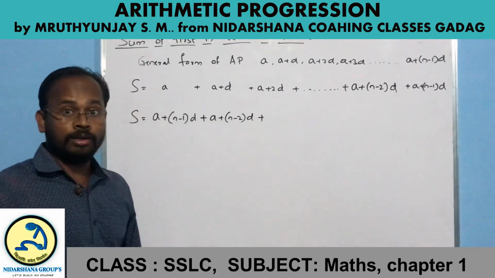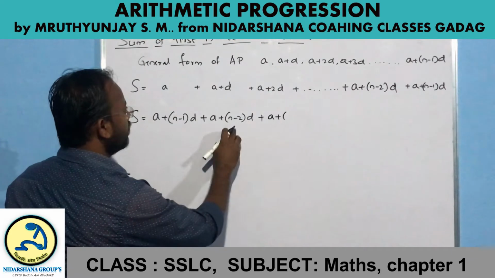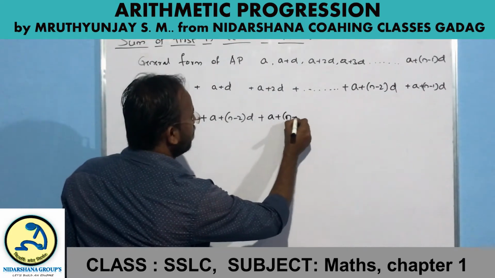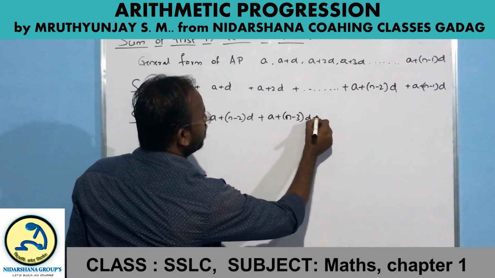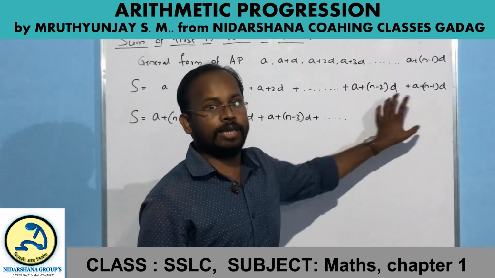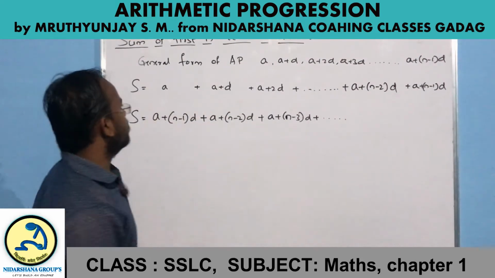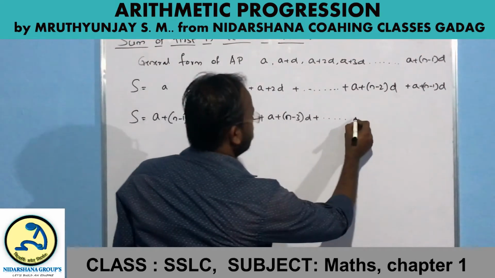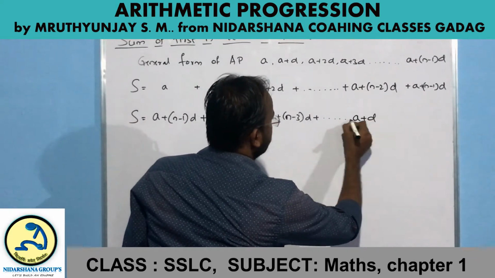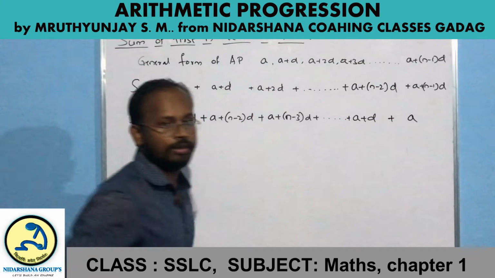What will be the next term? The next term will be a plus n minus 3 into d, plus so on. Here we need to write the last two terms. Here the last two terms mean the first terms of the first equation. That is a plus d, the last but one term, and the last term will be a.